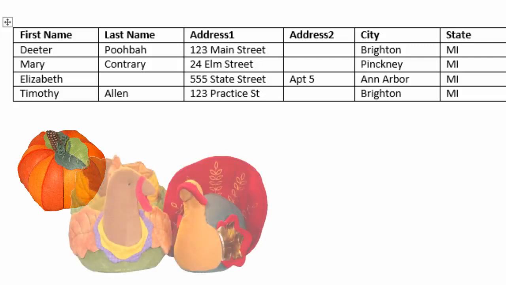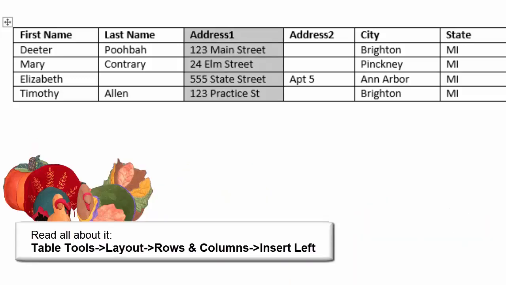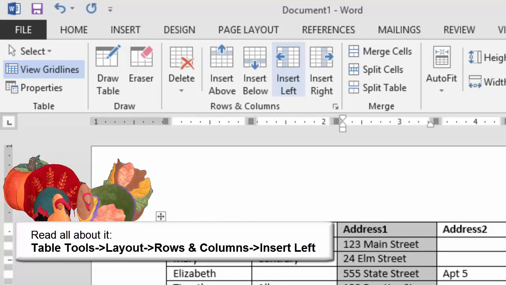Now think outside the box. A mail merge is just a database, so you can use other kinds of fields. You can have a field that includes what they bought. Try it. Click on the address column. Now go to Table Tools, Layout, Rows and Columns, and click on Insert Left.